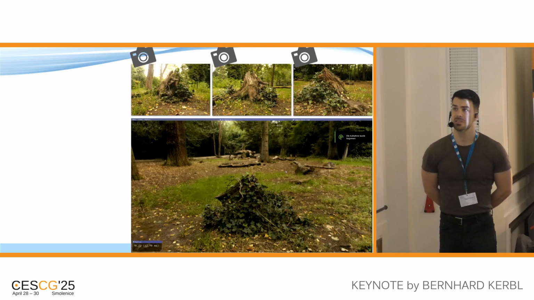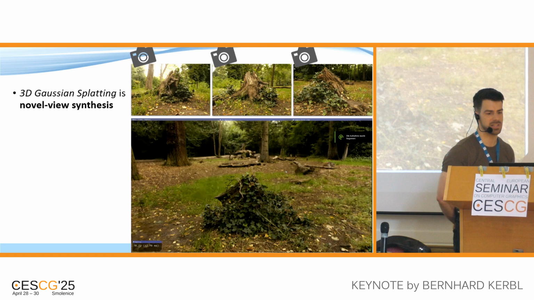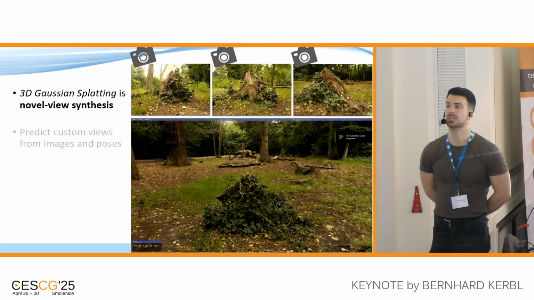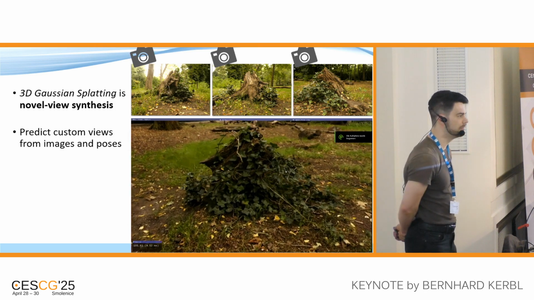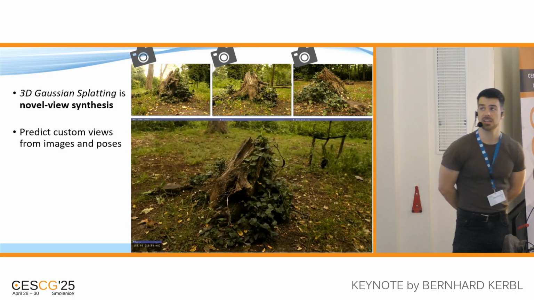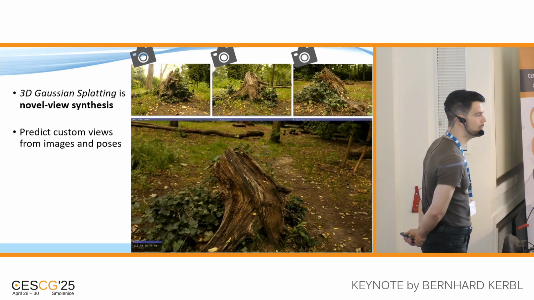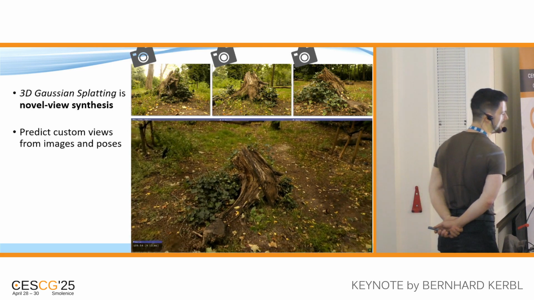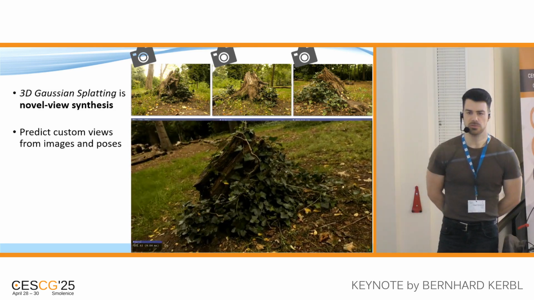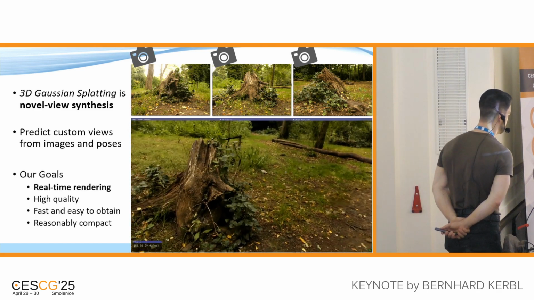So let's talk a little bit about 3D Gaussian splatting. First of all, what is 3D Gaussian splatting? It's a method for novel view synthesis. That means you have some views that are given to you in the form of images, most likely, and the camera positions from which those images were taken. And now you want to produce new views that are not part of the input set. So you're basically extrapolating novel views from known views without having seen them before. And this is called novel view synthesis.